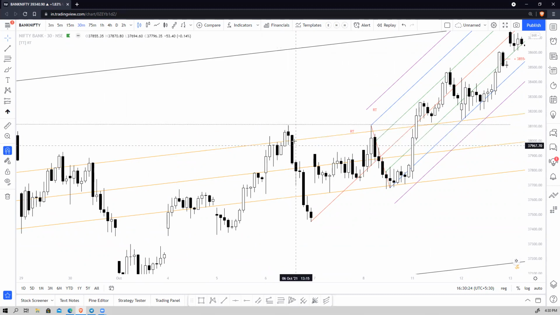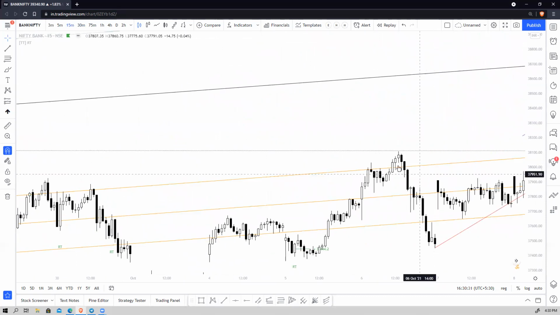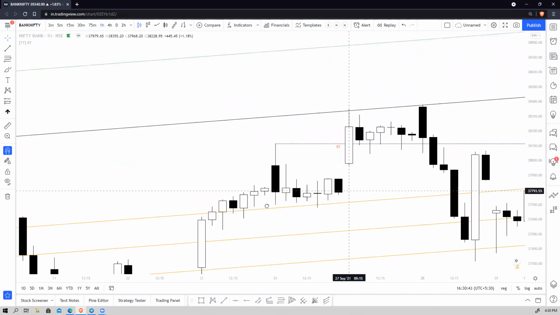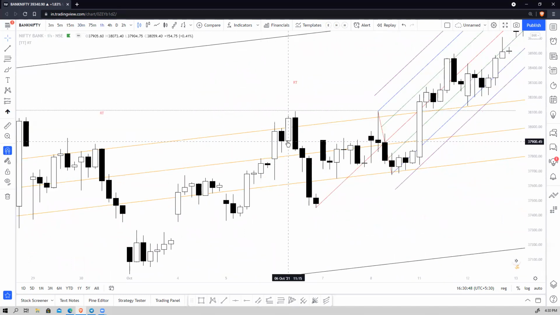Why did this happen? Because in 15 minutes, you have clearly seen that these two candles are not strong candles. Yes, if you go beyond, to 1 hour, on 6th October, there you see, it is an RT.